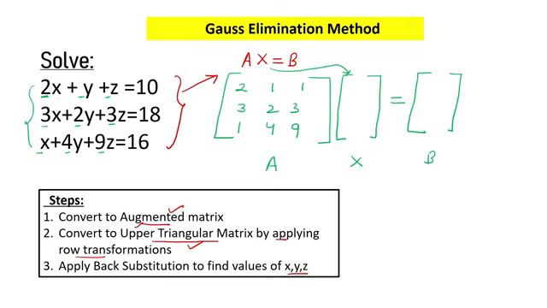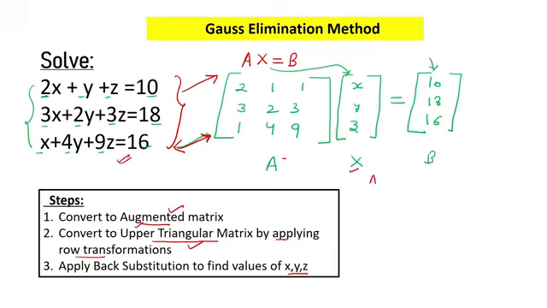And this X represents the unknowns. In these equations, what are the variables? We have x, y, and z, so we write x, y, and z. Then inside this B vector, we write the constants, that is 10, 18, and 16. So we have converted this group of equations into the Ax equal to B format. Actually, these two formats are equivalent to each other. If we multiply this A with X, we will get this form only.